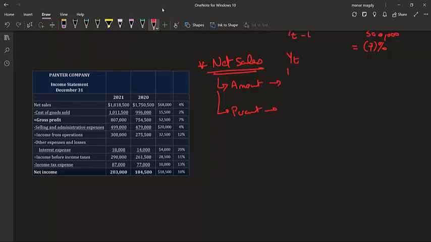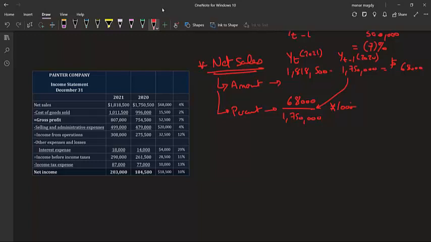the current year T, which is 2021, okay, 1,818,500 less year T minus 1, which is year 2020. So the amount equals 1,750,000. So the total amount of increase equals 68,000, and this represents how much of an increase in percentage? 68,000 divided by year 2020, 1,750,000, multiplied by 100, equals 4% increase.